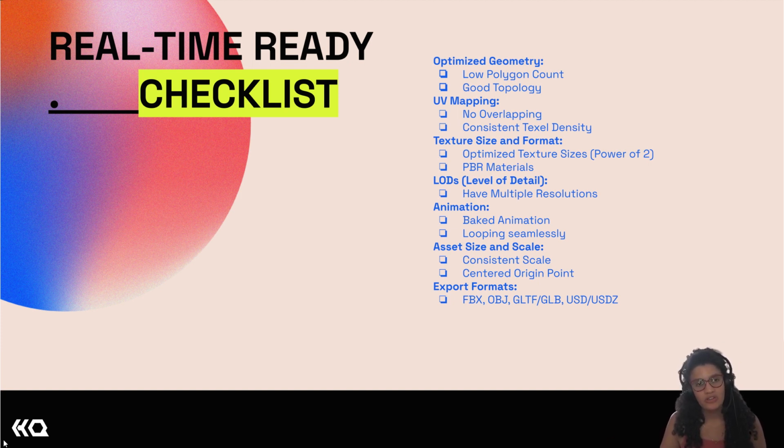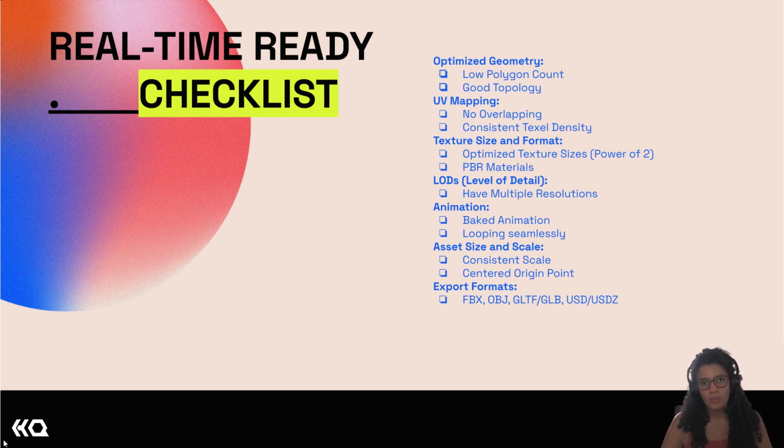You want to have an optimized geometry, and that means having a low poly count wherever possible and a perfect topology. You want to make sure your UVs are properly distributed so there's no UV overlapping. And you want to make sure you have a consistent texel density to avoid weird stretching of the texture. You want to make sure that all your textures are optimized on power of 2 values, meaning you want to make sure your textures are 64 by 64 pixels, 512 by 512, 1024 by 1024. You get what I'm trying to say.